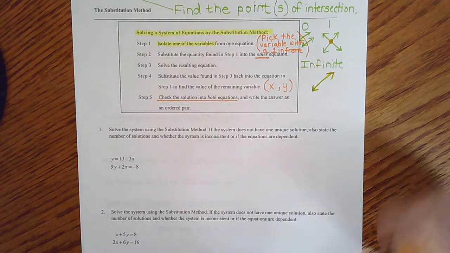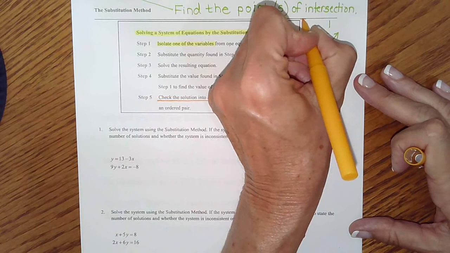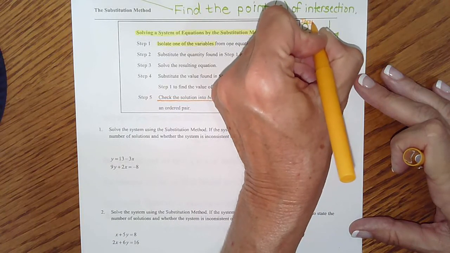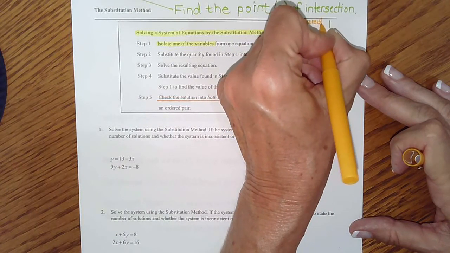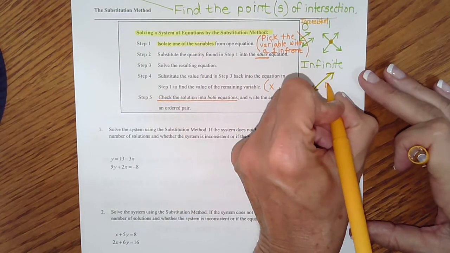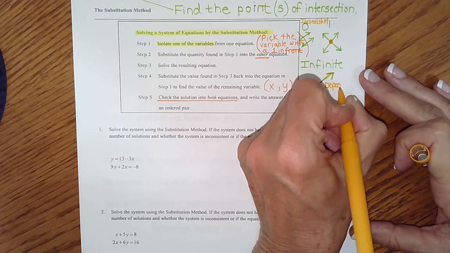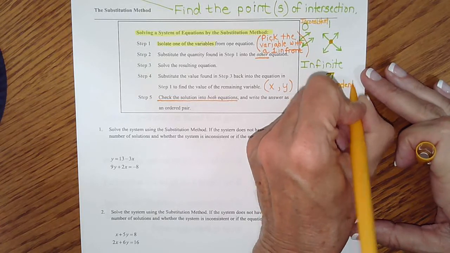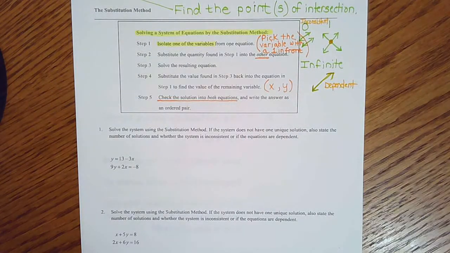This is inconsistent when we have 0 solutions, or dependent is when one line depends on the other line and they graph right on top of each other. Okay, so they want to know how many solutions and whether the system is inconsistent or dependent if it does not have exactly one solution.